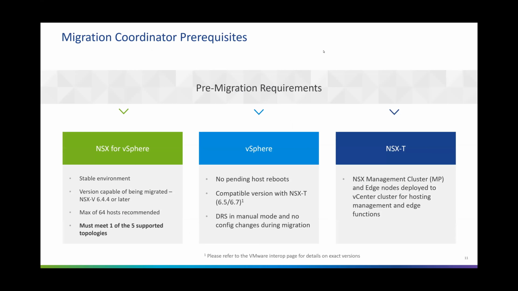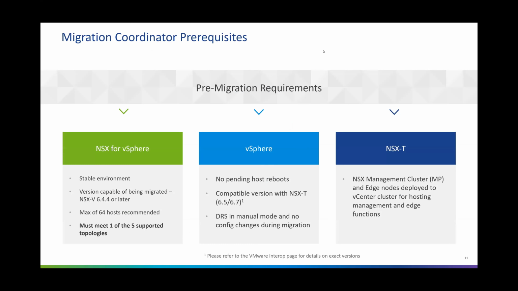Okay, so Andrew, what we're looking at here is the NSX for vSphere requirement. So you've got to have a stable environment, kind of a no-brainer, right? Got to have that. Got to have NSX 6.4.4 or later. Most customers at this point should be there. Maximum of 64 hosts, and then you've got to meet one of those 1 to 5 different topologies, which you're going to cover in a minute.